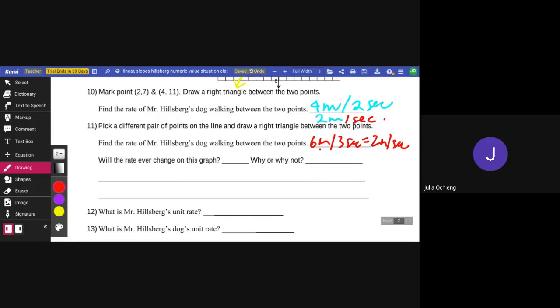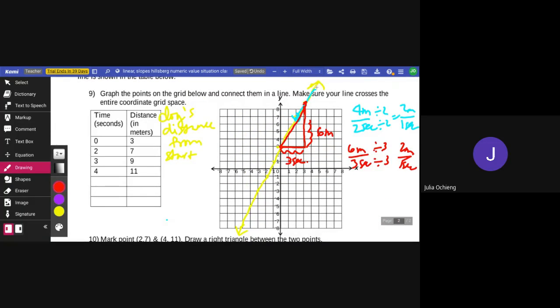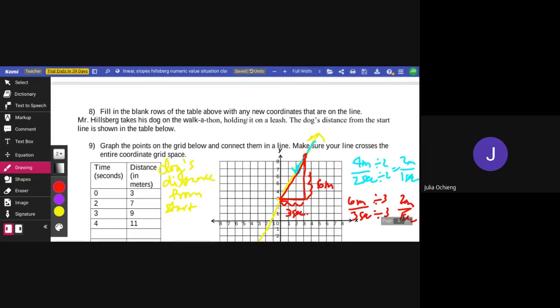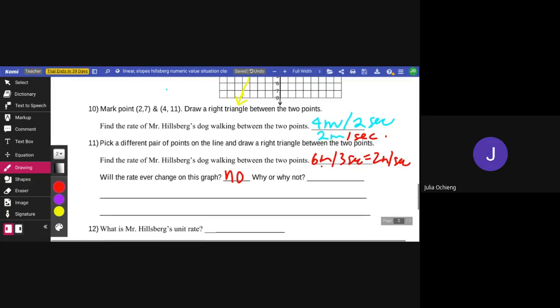All right, will the rate ever change on this graph? So see if you can fill that out. Okay, so you should have written no. And the reason for that is because when we connected those dots for the dog, the rate never changed. It was always going to be for every 1 second over, it goes up 2. Otherwise, the line wouldn't be a straight line, but all the dots are straight that way. And it said that Mr. Hillsberg is taking the dog on a walk, and the dog is going to have to go at the same rate as Mr. Hillsberg, since they're walking together. So why or why not?